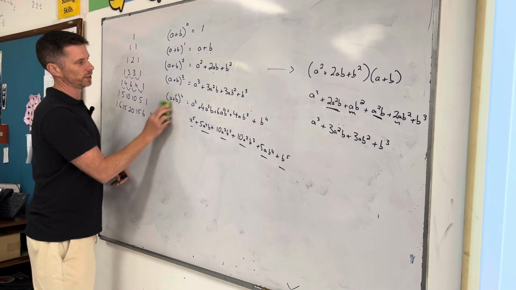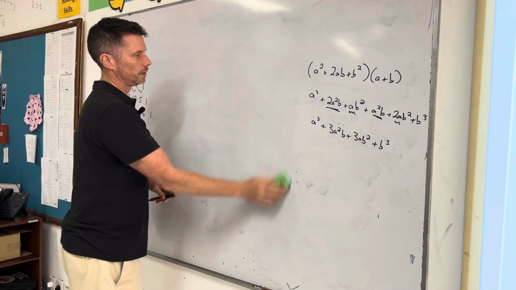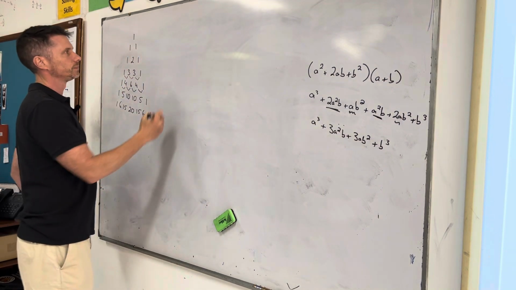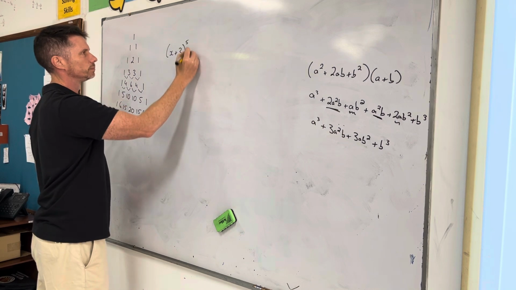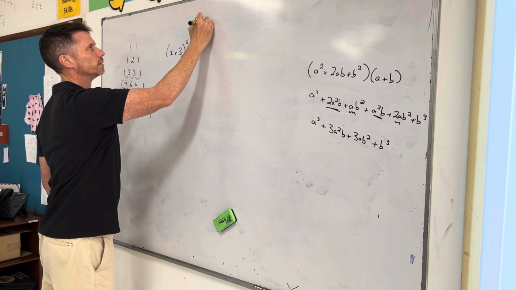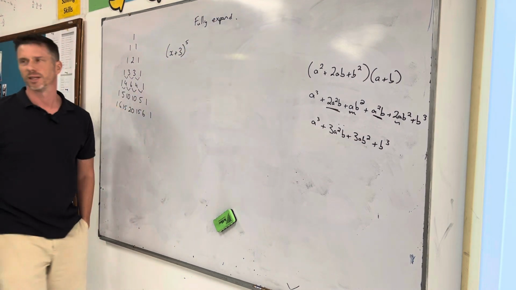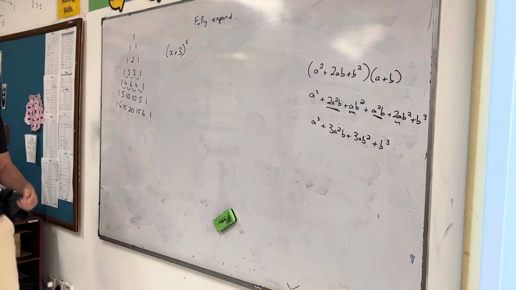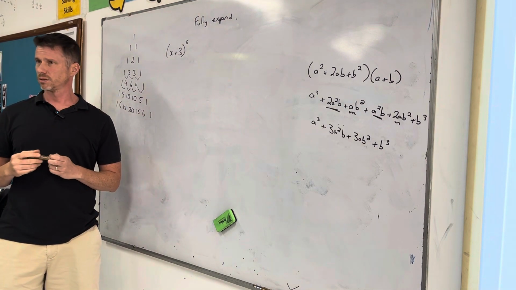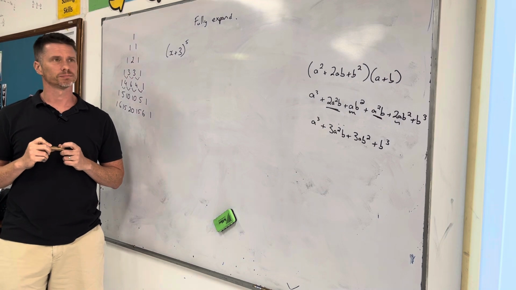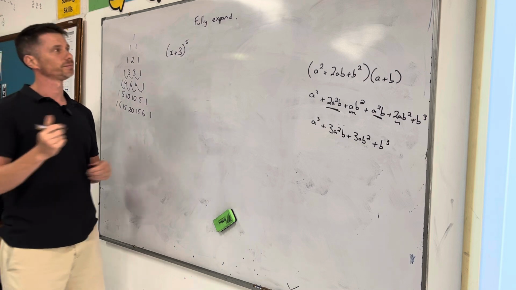I'll remove all this. I want to fully expand this without having to multiply x plus 3 times itself 5 times. Do we think we could do it? Not without your help. Well, we'll do it together.